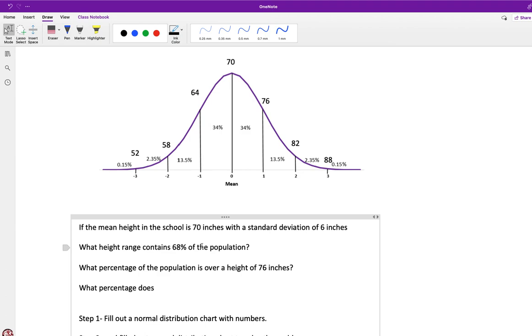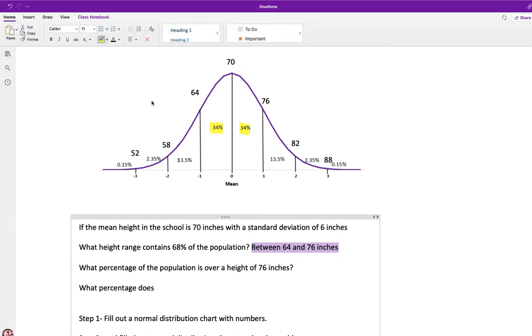What height range contains 68% of the population? I need to look in here and find how I can make the number 68. And if you look, boom, there's two 34s, so 34 plus 34 equals 68. So I can go between 64 and 76 inches. So 68% of the students will be between those two heights.